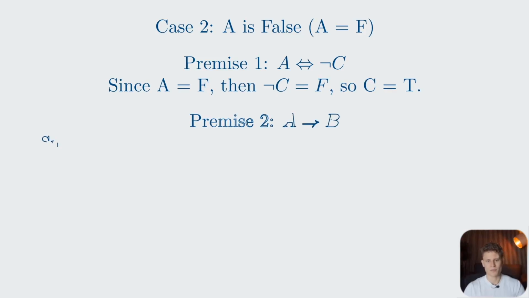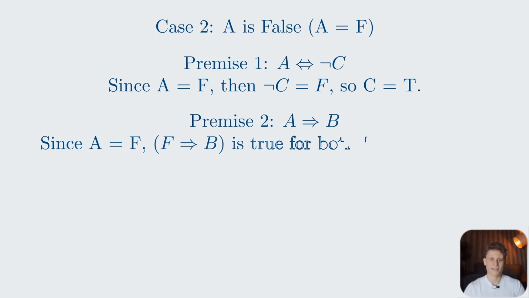With A being false, let's look at premise 2. A implies B. A statement like false implies B is always true, regardless of whether B is true or false. This means Ben's attendance is not determined by Anna's non-attendance. Ben could attend or not. This is why we have 2 subcases.